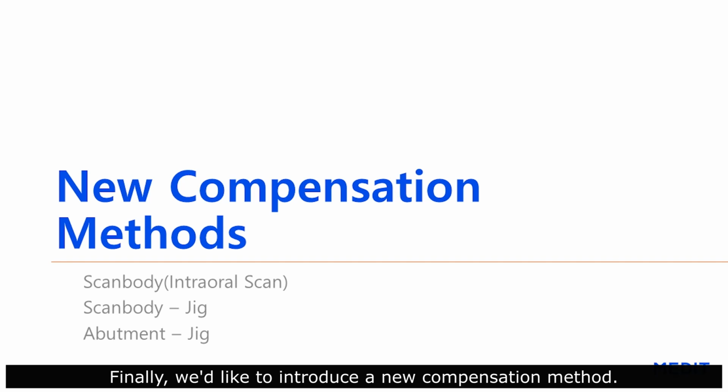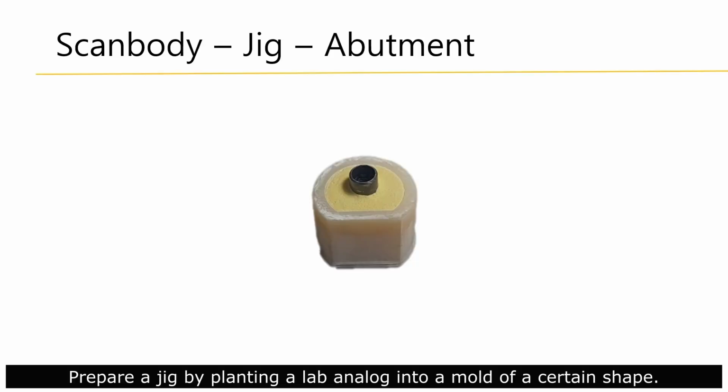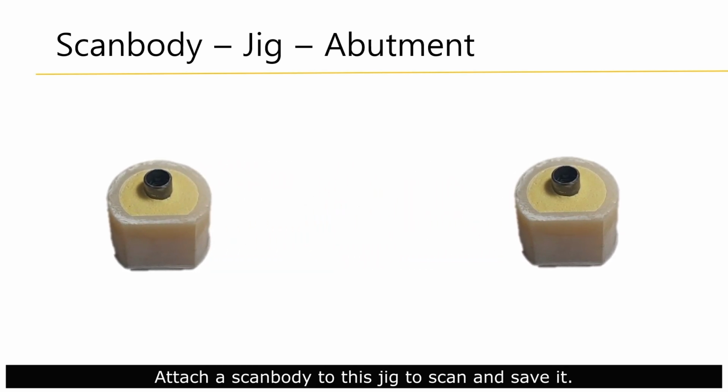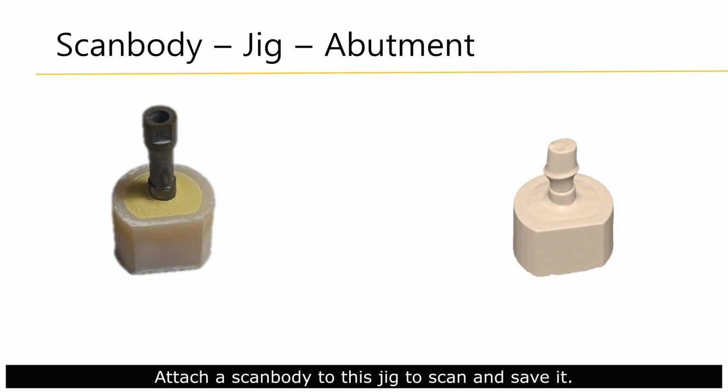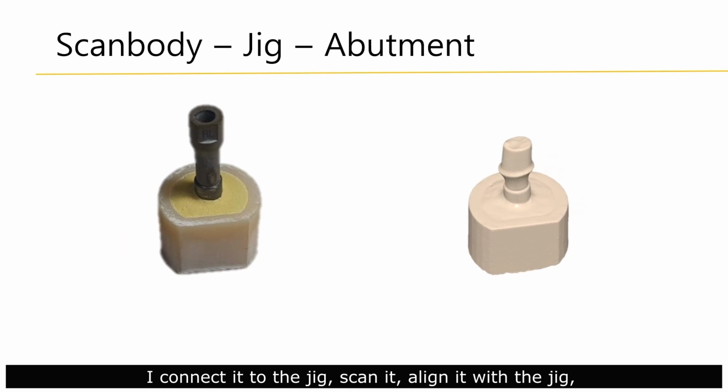Finally, we'd like to introduce a new compensation method. Honestly, it's so simple that I was embarrassed to introduce only this, so I did the previous experiment to fill the time. Prepare a jig by planting a lab analog into a mold of a certain shape. Attach a scan body to this jig to scan and save it. Every time I machine an abutment, I connect it to the jig, scan it, align it with the jig, and prepare the complex.